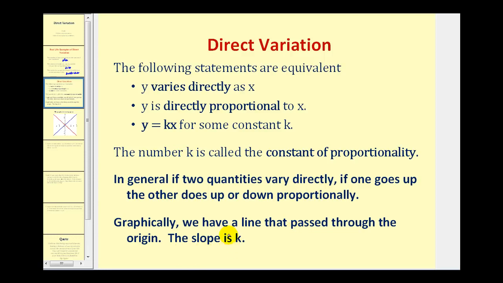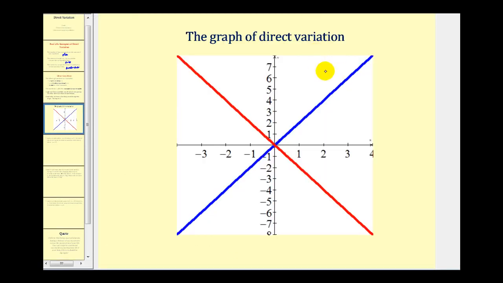Let's take a look at this graphically. This blue line here has the equation y equals 2x. So here we'd have k equal to 2. The equation of the red line is y equals negative 2x. Both are examples of direct variation, where graphically we have a line that passes through the origin. Now I do want to mention that most real-life applications occur in the first quadrant where x and y are positive, but it doesn't necessarily have to be the case every time.